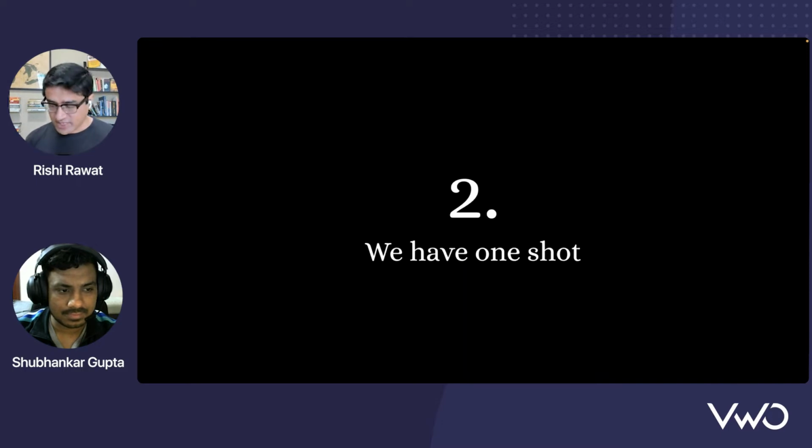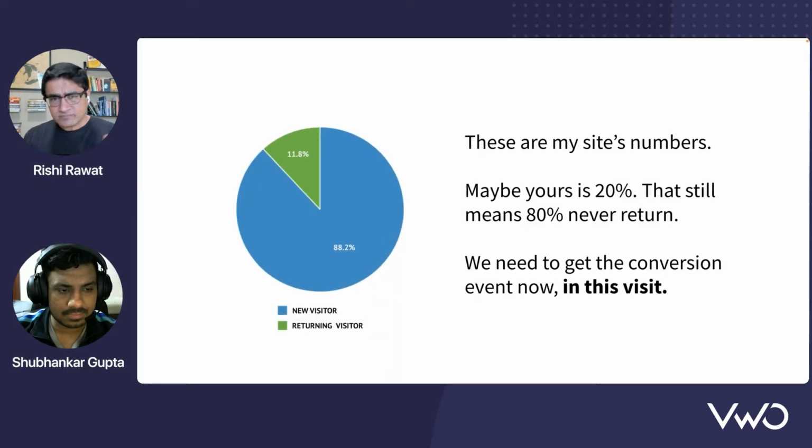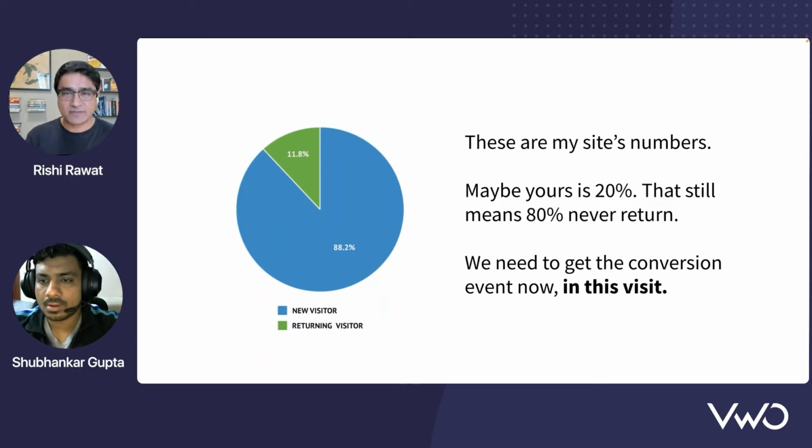So I want to talk about this idea of one shot. This is a screenshot from my website. I've looked at data for 400 e-commerce websites, so I know that this is very common for everyone. My return rate is 11%. Your return rate might be 20%, and 20% is on the upper end. The fact is that even if it's at 20%, you still have 80% of people that are never coming back to the website. And so for me as a marketer, I need to convert the shopper in this session itself.